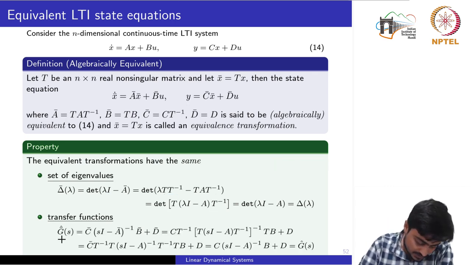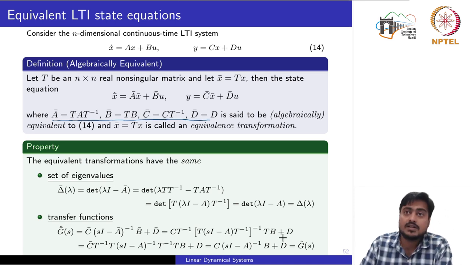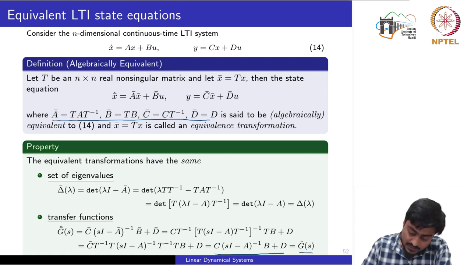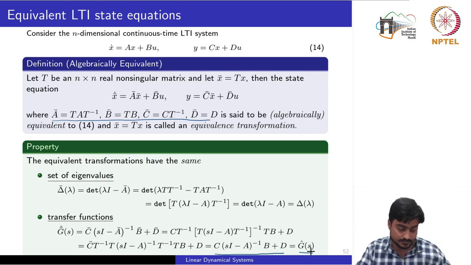Similarly, for the transfer functions, let's denote the transfer function of the representation defined by A bar by G bar. This is given by C bar times sI minus A bar inverse times B bar plus D bar. Again, if I replace all these bar matrices using these equations, I get this, and after some simplification, finally I get this. You can show it by yourself as well. So we see that the transfer functions also remain the same, together with the eigenvalues.